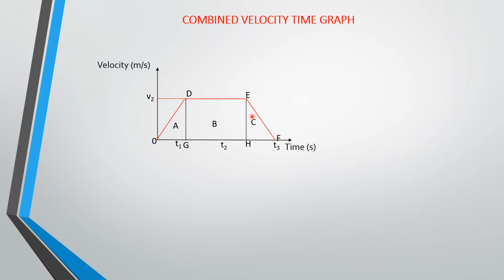So this type of graph is called a combined velocity time graph, and most of the questions that you are given in physics that have to do with velocity time have to do with this type of combined velocity time graph. So we're going to solve problems using this type of graph, and then we see how to calculate the distance covered and some other variables from it.